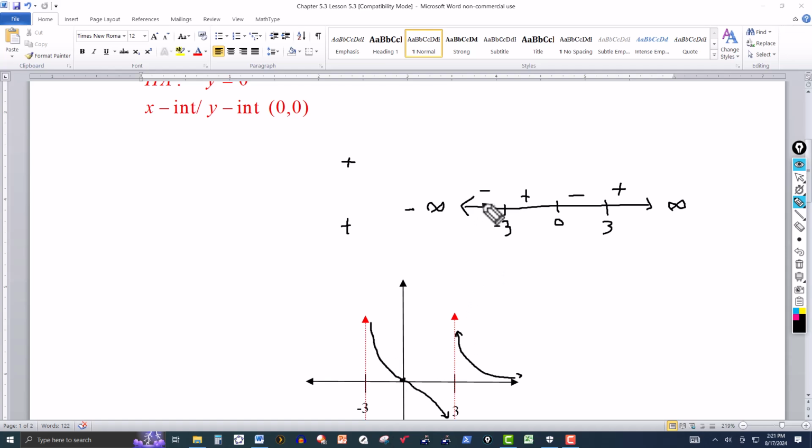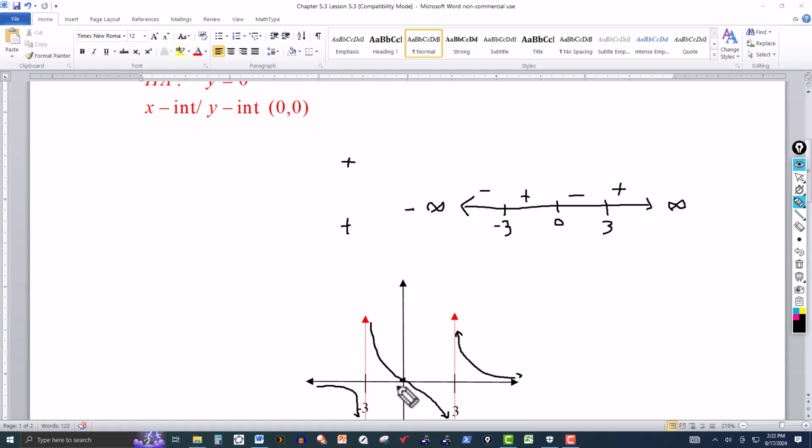And then what happens to the left of negative 3? I have a negative. That tells me the graph has to be below the x-axis. And again, I have the horizontal asymptote, y equals 0, and the vertical. So it stays below, so just common sense. Draw it so it approaches the x-axis, which is the horizontal asymptote, and the vertical. There it is. We said that the graph never crosses the vertical.